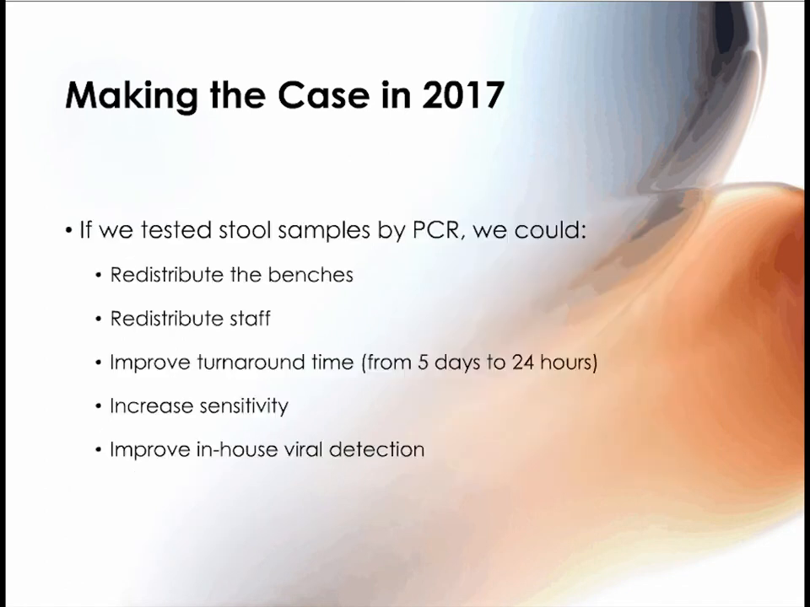Going to the next slide, we can see that one of the advantages of moving the stool sample from culture to PCR was being able to redistribute the benches, redistribute the staff, and improve the turnaround time from 5 days to 24 hours, and we can even go lower than 24 hours, to 12 or even 6 hours. It can increase the sensitivity of detection, and we can improve in-house viral detection, moving from EIA or any other non-molecular platform to a molecular platform.